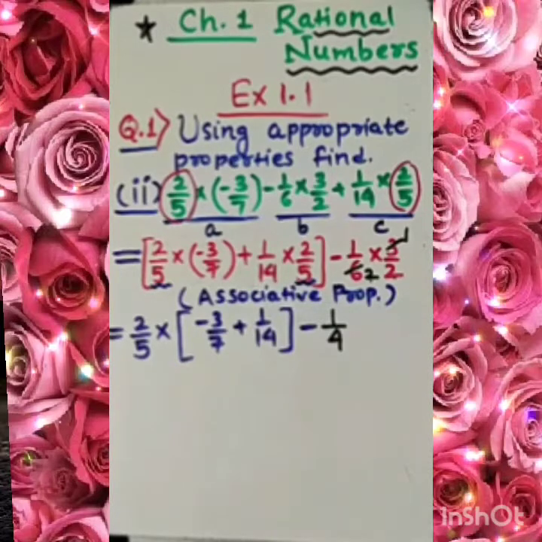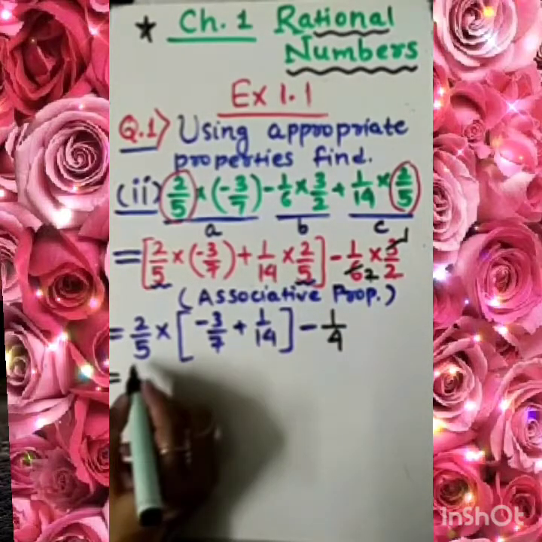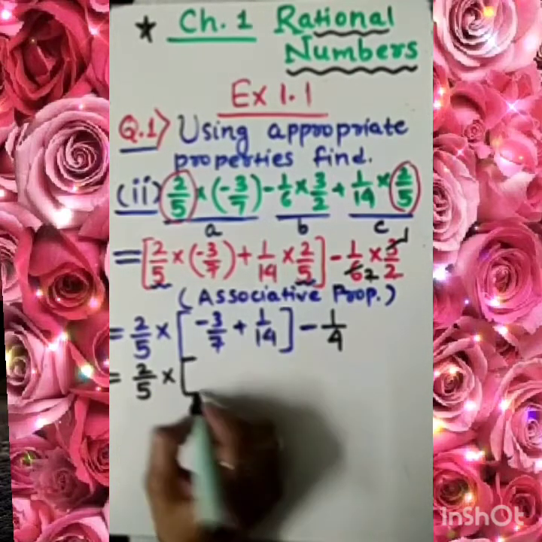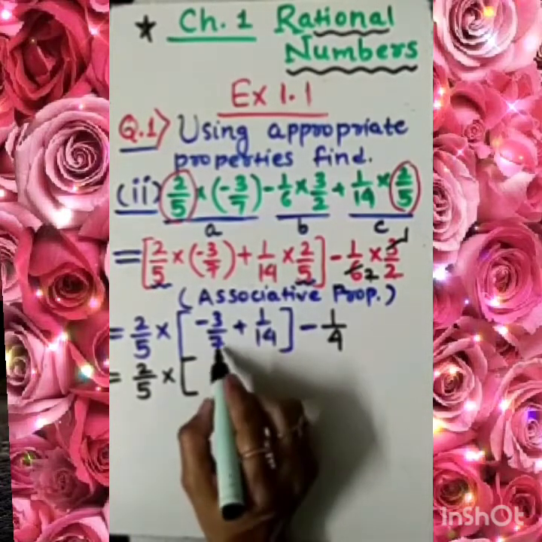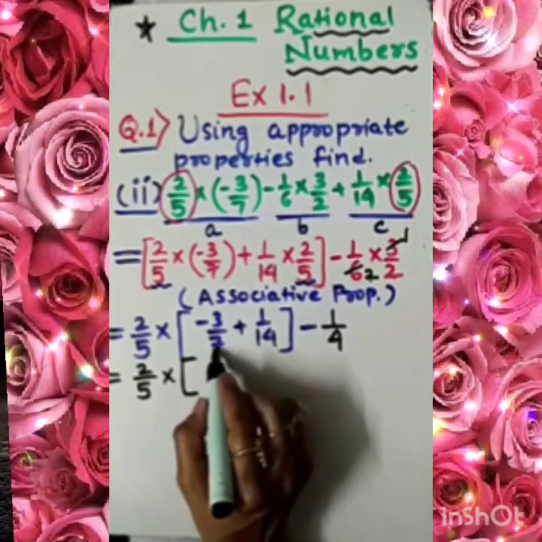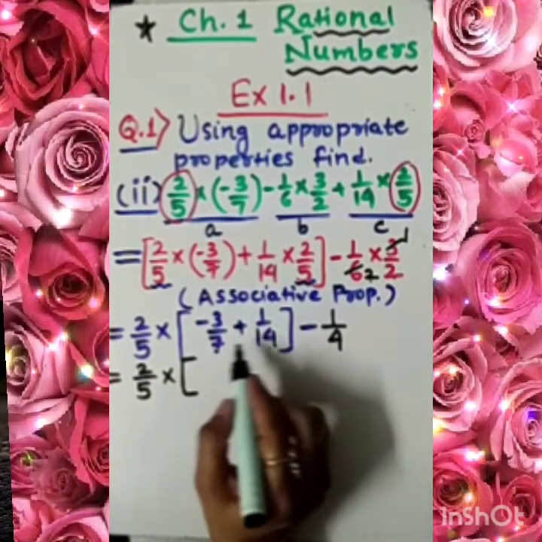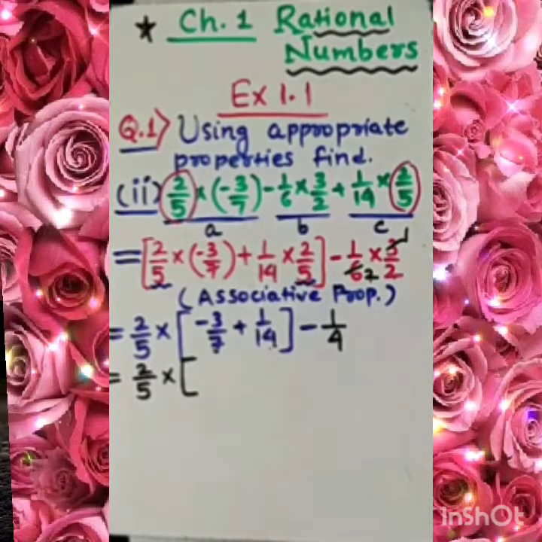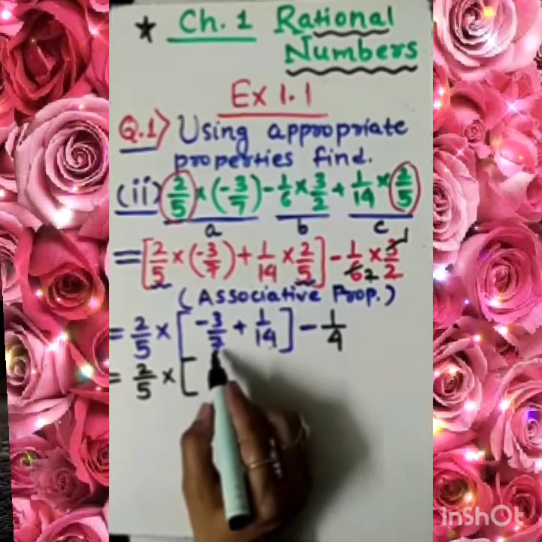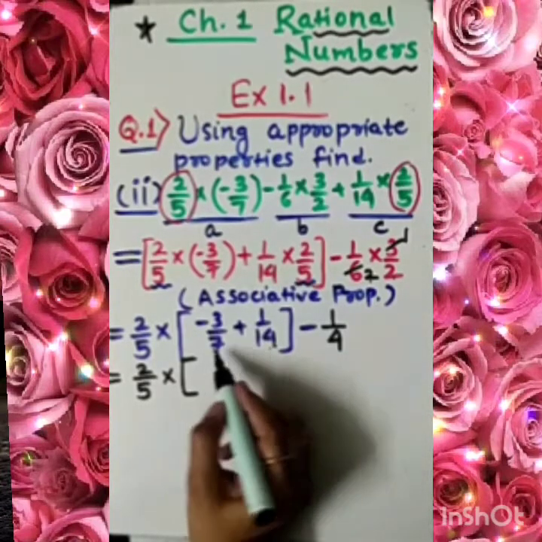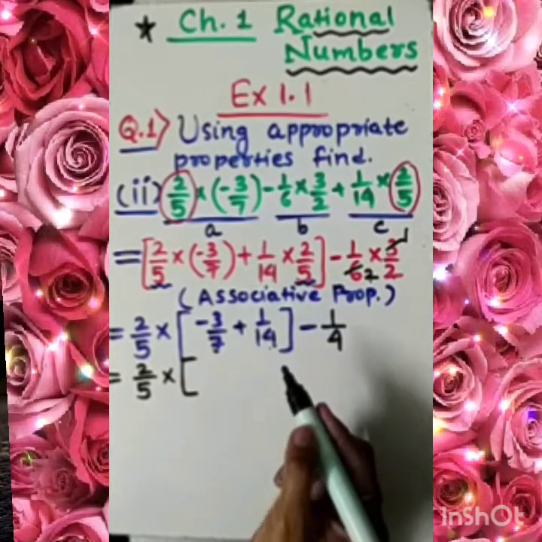Fine. Now, next step. Let me write this rational number outside the bracket as it is and let's work on the denominator. Are the denominators of both of these rational numbers similar? No, they are unlike fractions. So let's convert them into like fractions by taking their LCM. What will be the LCM of 7 and 14? Of course, it will be 14.